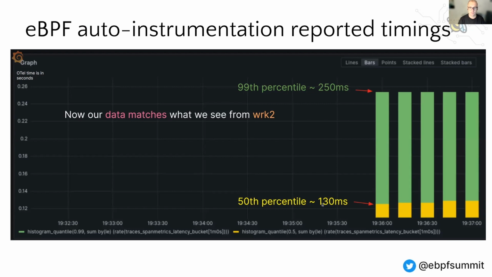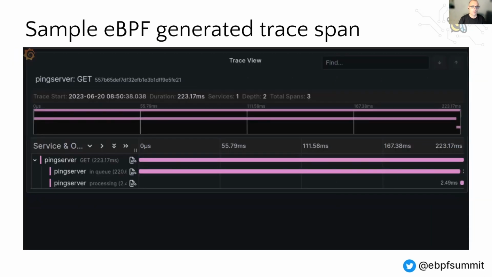Now the 50th percentile is 130 milliseconds. The 99th percentile is reporting about 250 milliseconds. Same workload, same application, different tool to generate the metrics. The number is a bit higher because of how bucketing works with OpenTelemetry. If we look at a particular trace of this application, one particular request, we see that the majority of the time was spent in the queue rather than in processing, which only took about 2.5 milliseconds.